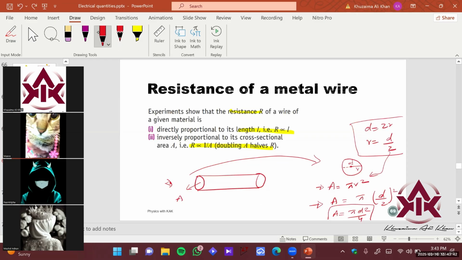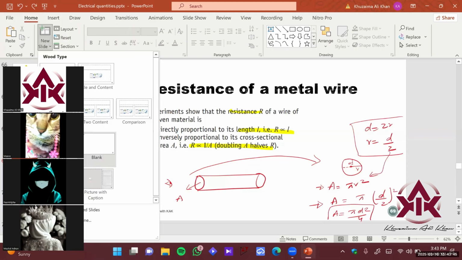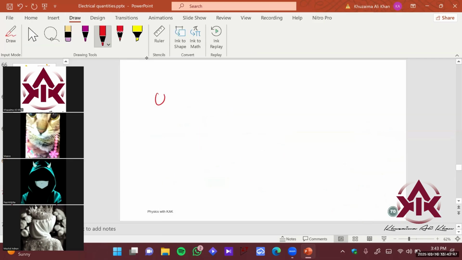Acha, not this. I want to insert a blank slide. Let's say this is the actual copper rod here, which has a diameter D. Right, the diameter of this rod is D, which has a cross section area, let's say A, which is pi D square upon 4. If I now reduce the area, ठीक है, if I make the new diameter half, what effect would it have on the resistance?